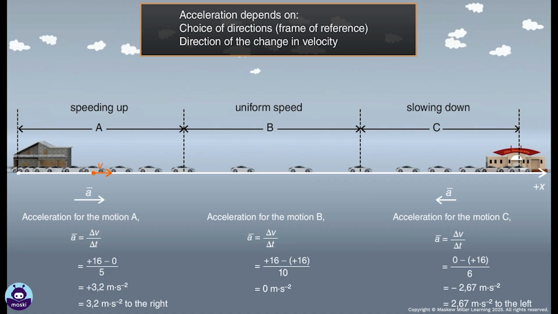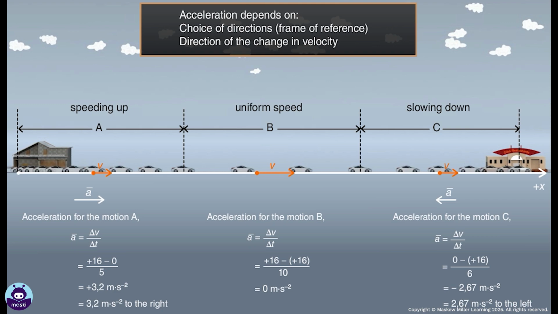The car is speeding up. For motion B, since the acceleration is 0, the car's velocity does not change. For motion C, since the direction to the right is positive, the acceleration is negative, and the velocity of the car is positive, directed to the right. The car is slowing down.